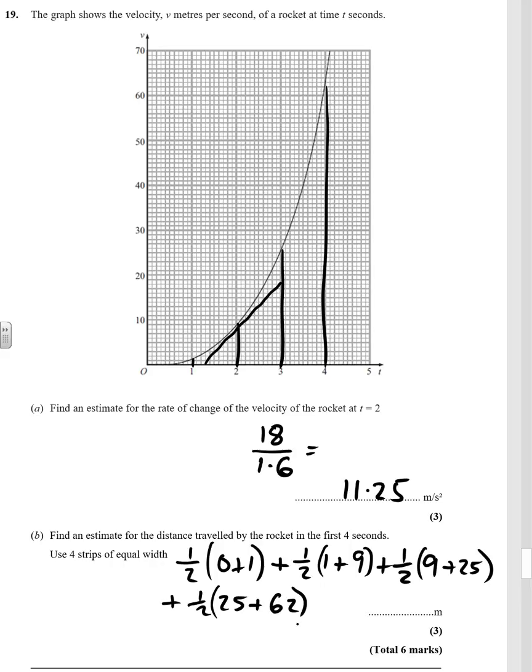And then it is just a case of putting it into your calculator. You end up with a half, plus 5, plus 17, plus 43.5, which gives us a total of 66 meters. Now, if you check the mark scheme, I think the mark scheme gives you 66.5. But that's purely because you can have plus or minus 1 on all of these values. So trapezium rule, 4 equal width strips, and you can work out the area.